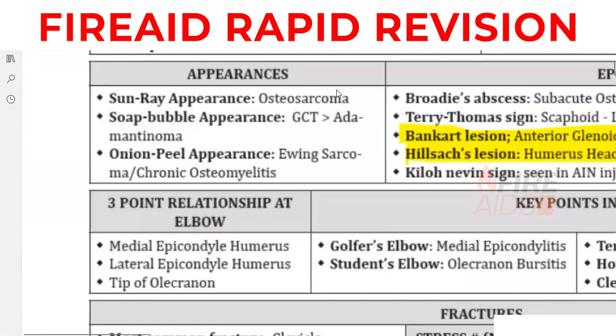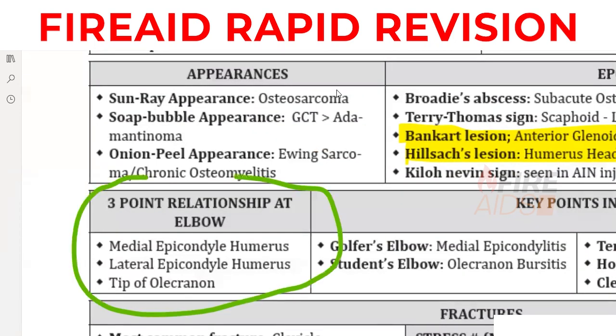The next is the 3-point relationship at the elbow. This relationship should be maintained for a stable elbow. There is the medial epicondyle of humerus, lateral epicondyle of humerus, and the tip of olecranon. If this is broken, then there is going to be a dislocation. 3-point relationship at elbow, very important.